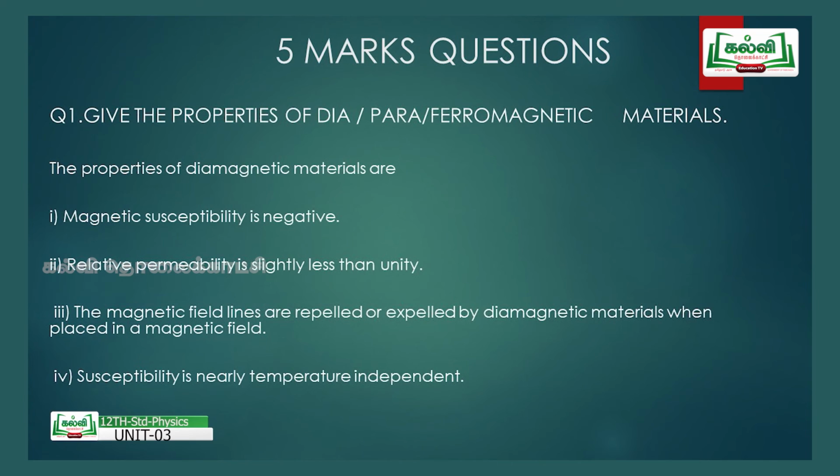Then the last one is susceptibility. Susceptibility is independent of temperature. It is temperature independent. So, first one is magnetic susceptibility, then relative permeability, then we talk about the magnetic field lines, which are expelled by the diamagnetic material, then susceptibility. Susceptibility, that we have studied in our 2 mark question, chi, is nearly temperature independent. So, these are the properties of diamagnetic materials.